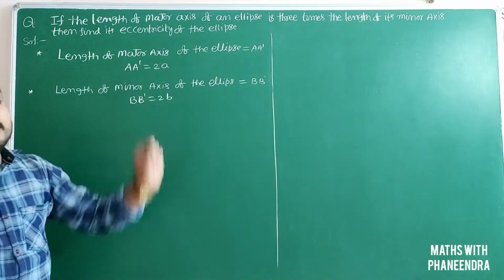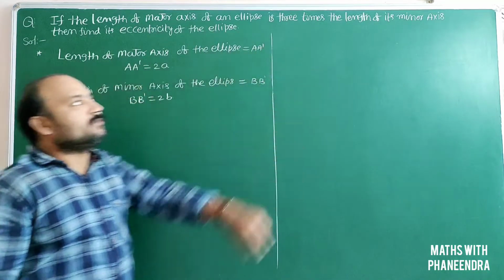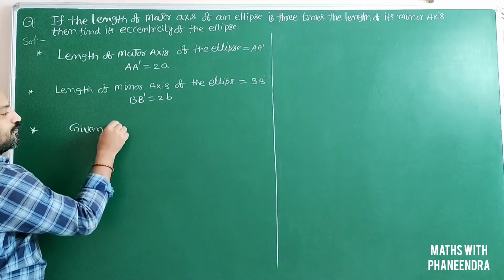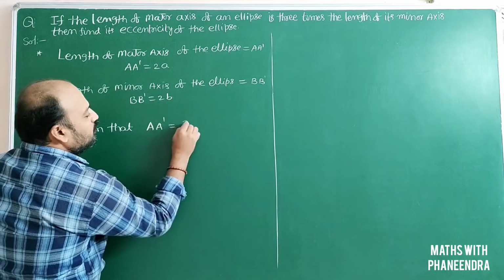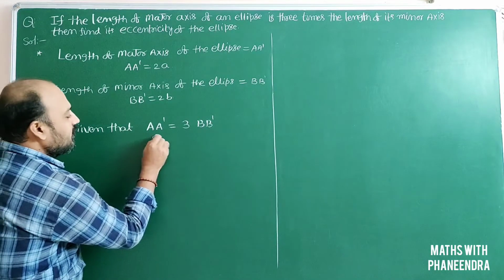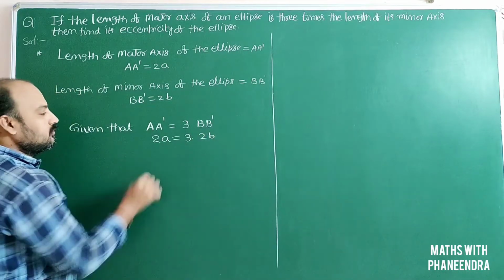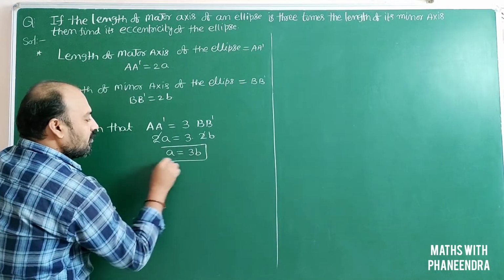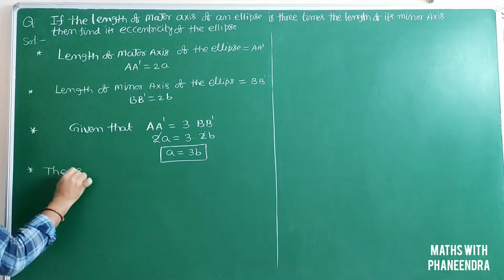Now we can apply the condition. What condition is given? Length of major axis is 3 times the length of minor axis. So given that a dash is equal to 3 times b dash. So a dash value is 2a, 3 into b dash value is 2b. So 2 get cancelled on both sides. a is equal to 3b. So what is the eccentricity of the ellipse?